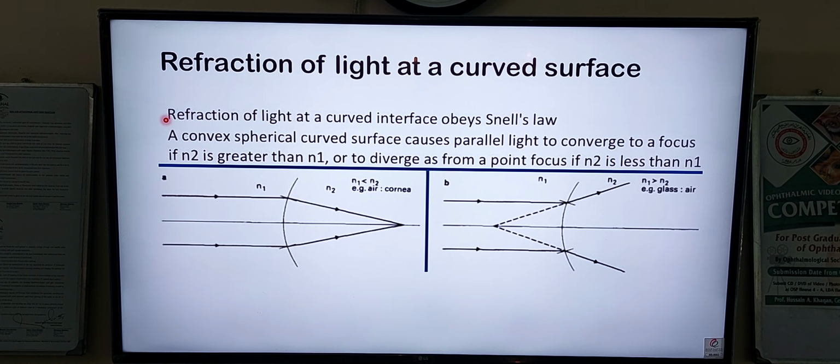Now let's discuss the refraction of light at a curved surface. It also obeys the Snell's law. इसमें हमने दोनों मीडियम्स की ऑप्टिकल डेंसिटी ऑपोजिट कर दी है. इन फिगर ए n1 इज लेस देन n2. अगर n1 इज एयर तो उसकी ऑप्टिकल डेंसिटी क्या है? कम है कॉर्निया से. तो व्हाट विल हैपन? द रेज विल कन्वर्ज.